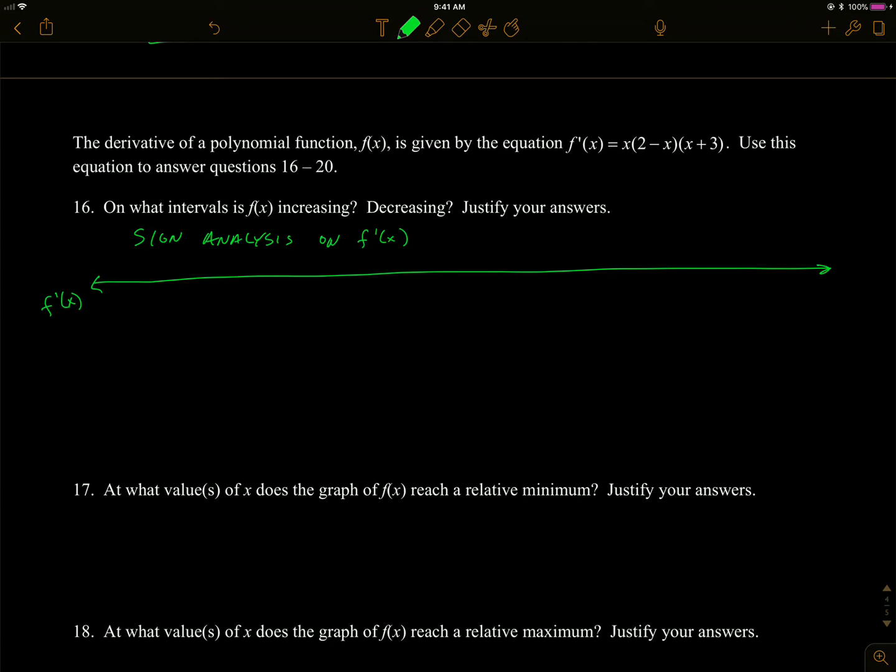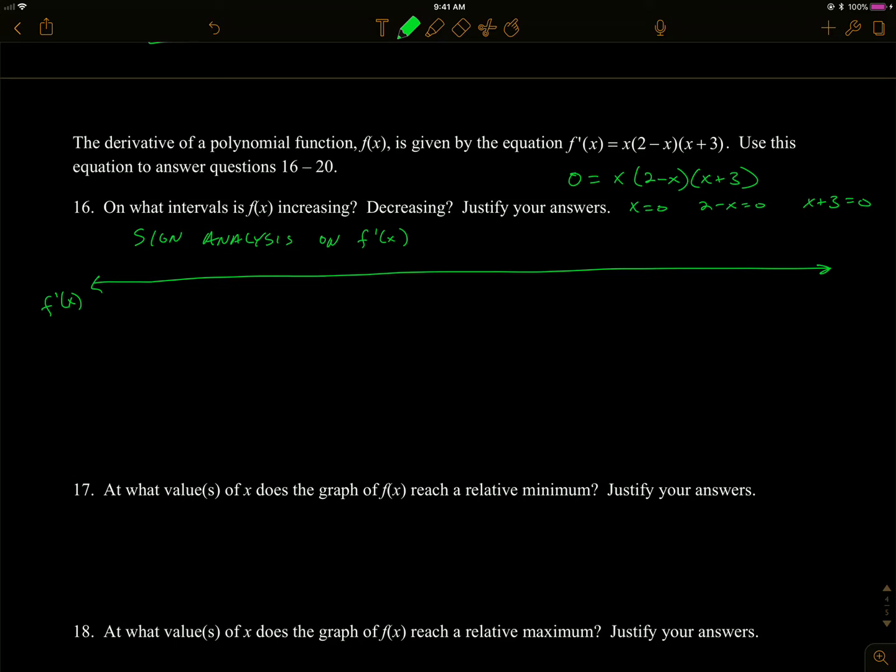So I'm trying to figure out for what x's I get a derivative of 0. Since it's already factored, that's kind of nice. I know that when x equals 0, when 2 minus x equals 0, and when x plus 3 equals 0, that's when my derivative is going to be 0. And I put those on this line, on this test interval.